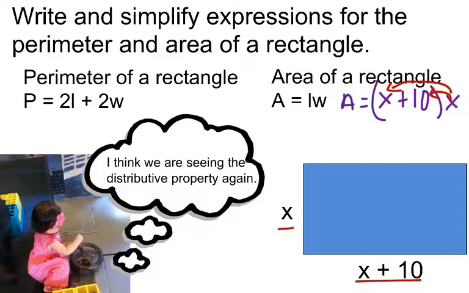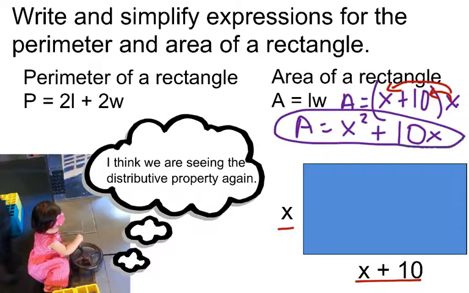So if I multiply x times x and then x times 10, then I have an expression that can be simplified. Area equals x times x, which is x squared, plus x times 10, which is 10x. Now I cannot combine x squared and 10x, so my simplest form is area equals x squared plus 10x.